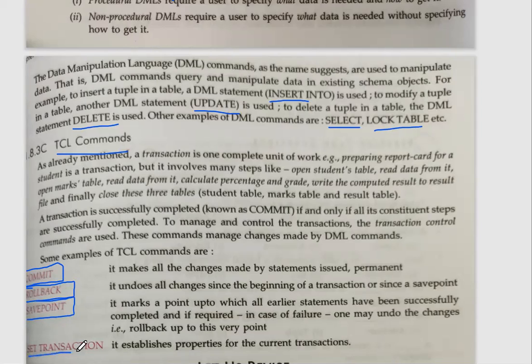And the last one is set transaction. If you want to start any transaction, we always use this command in the beginning. First we set the transaction, then we write all the instructions, then we create savepoints in between, then if there is an error, rollback, and if no error, then commit. This is how we write the complete sequence of TCL commands. I hope up to here it is clear to all of you.